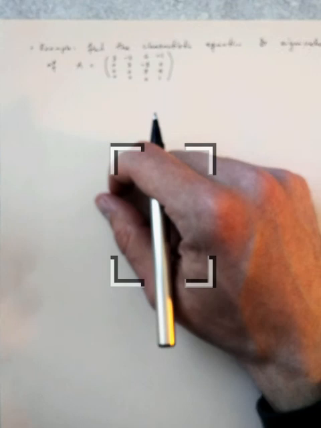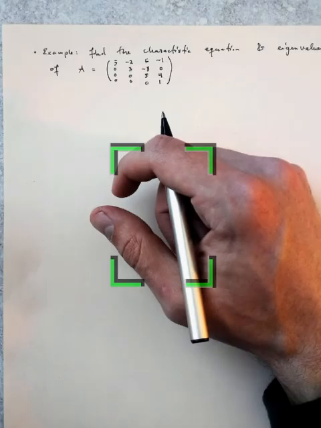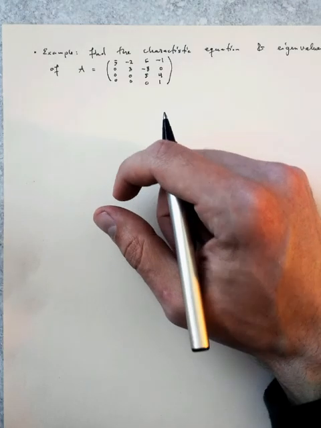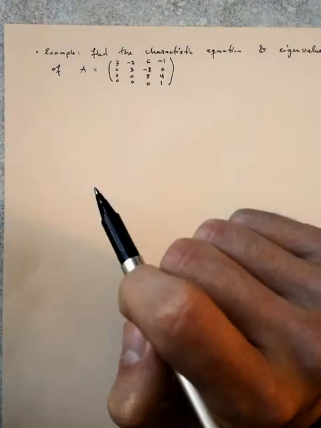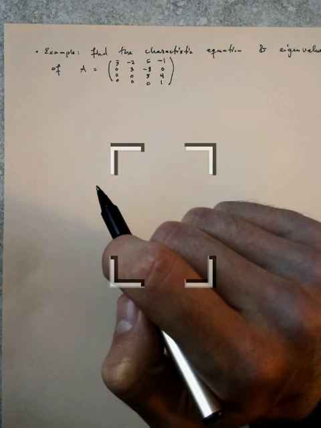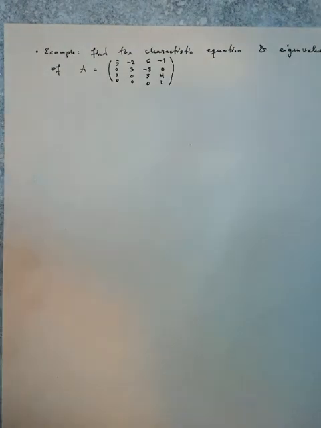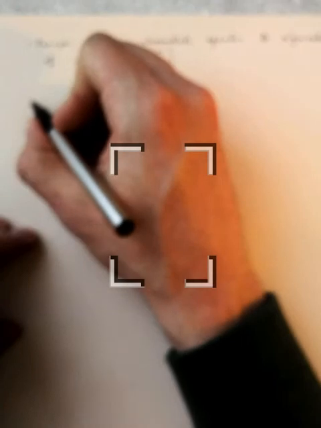Okay, so I want to point out that this is actually a triangular matrix, so you already know what the eigenvalues are. They appear on the diagonal. Let's write down the characteristic equation anyway.